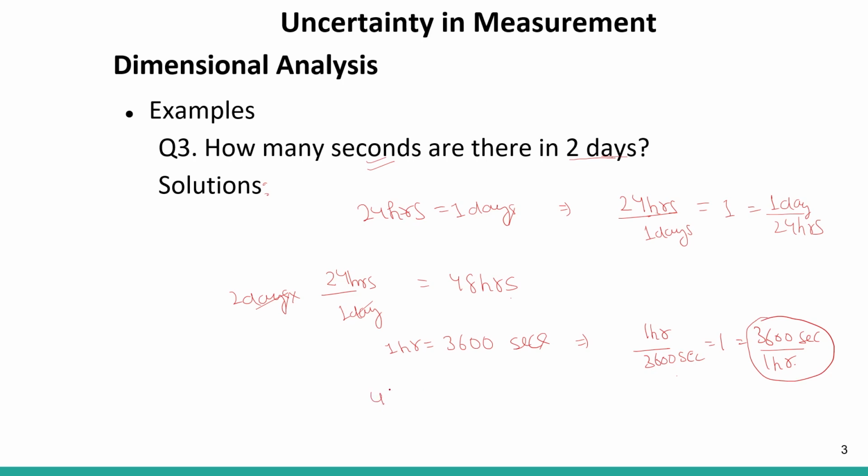So 48 into 3600 second by 1 hour. Sorry, it is 3600 second by 1 hour. This will be hour, this will be hour. I'll multiply it, and whatever result you get, this value is your required seconds. Hope you have found the right answer. Okay, this is the answer. After multiplying this, you will get your answer.